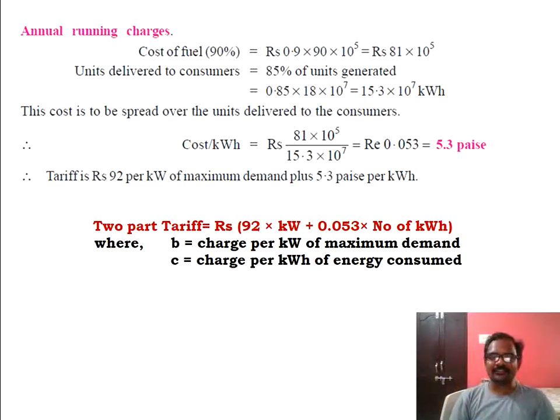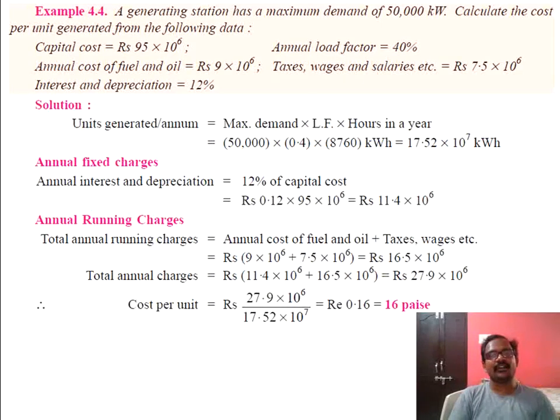Therefore the tariff is 92 rupees per kilowatt of maximum demand plus 5.3 paise per kilowatt hour, which means B is 92, C is 5.3 paise or 0.053 rupees. Therefore, the total two-part tariff will be 92 into total number of kilowatts plus 0.053 into kilowatt hours. And let's see the last problem of the unit.